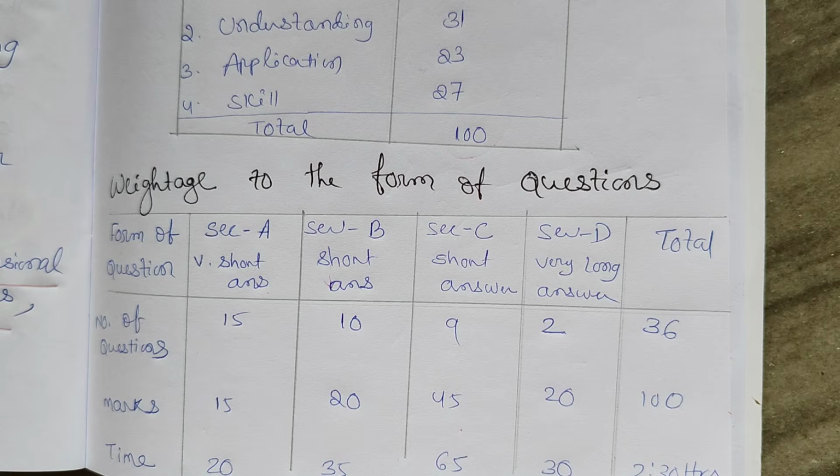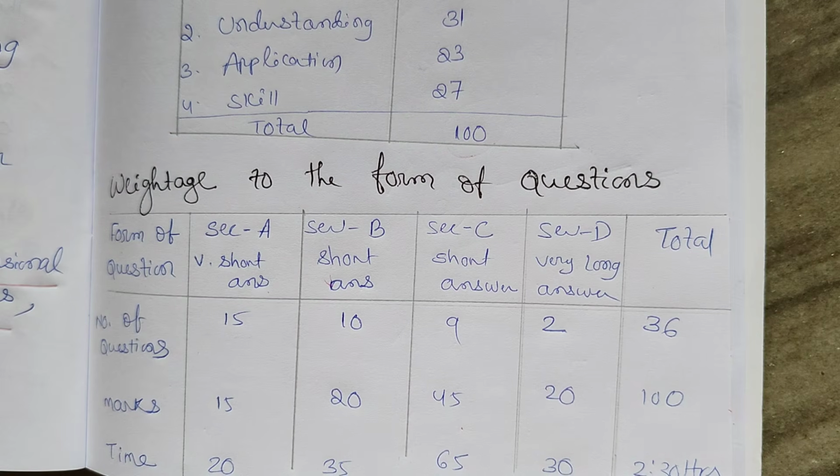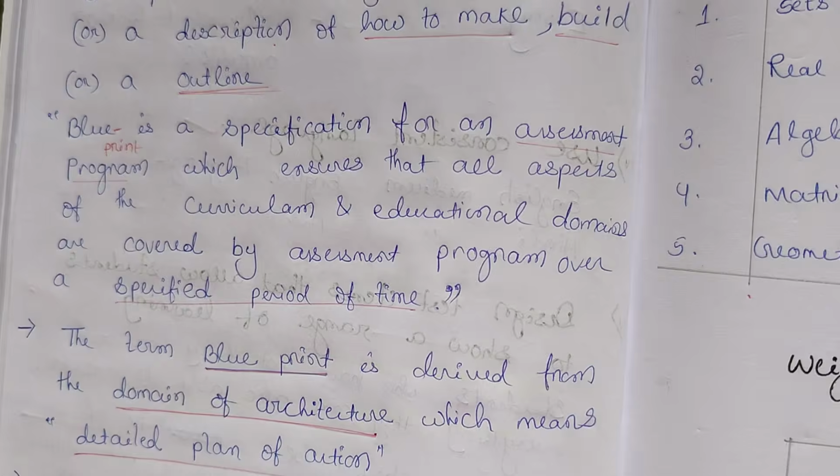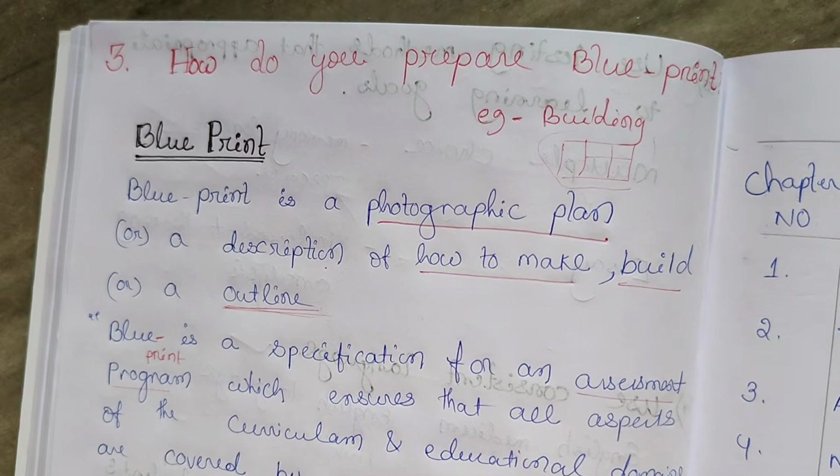65, and total time 2.5 hours. Total time 2.5 hours. Okay, so this is all about what, friends? Blueprint. I hope you understood.